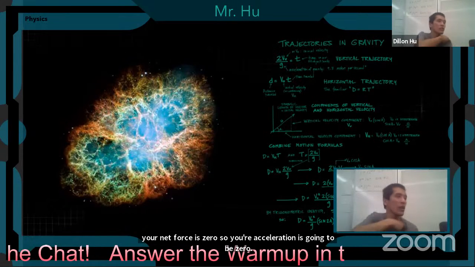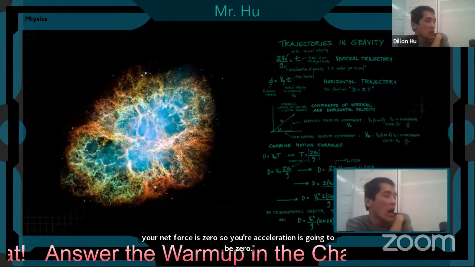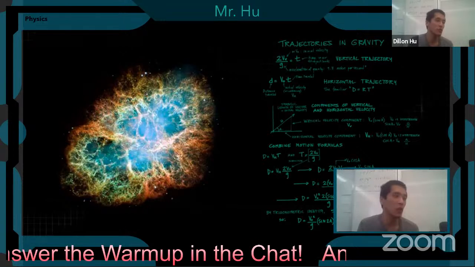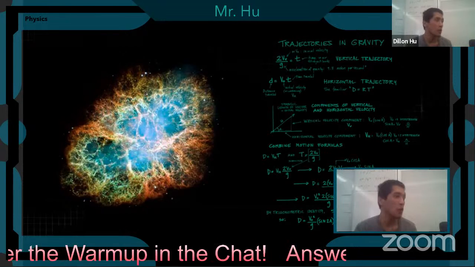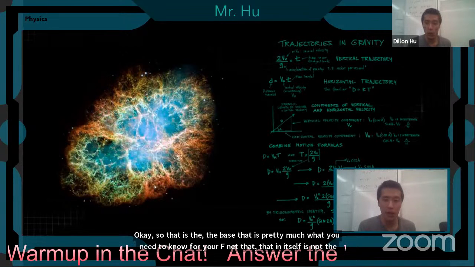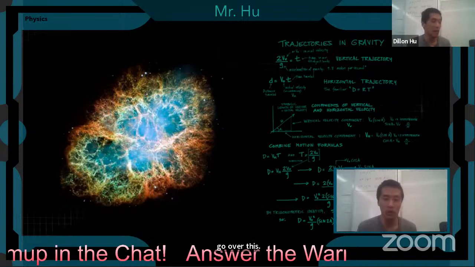Okay, so this one we are just going to quickly go over. How much force must the girl use to hold the rock steady? So to quickly go over this, the Earth is pulling with some amount of force. So in order to pull it up, the girl needs to hold the rock with the same amount of force as the Earth's pull in order to balance out and have a net force.